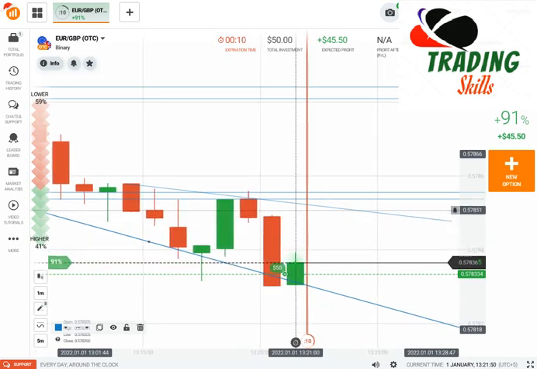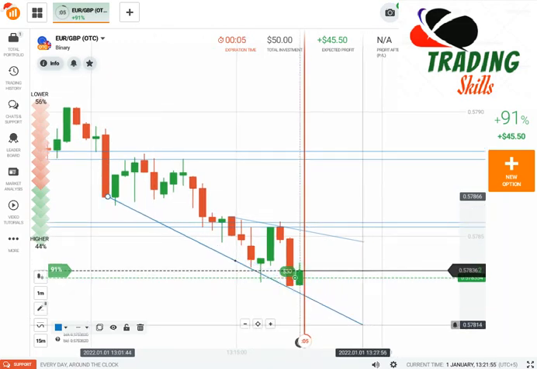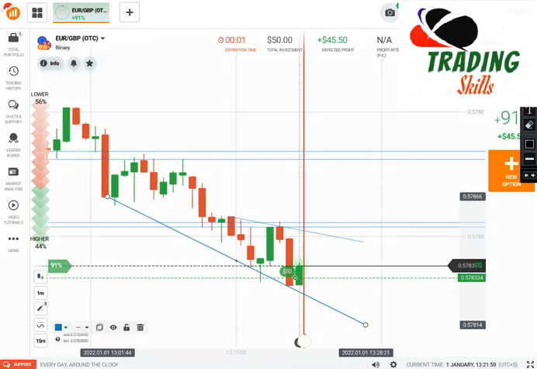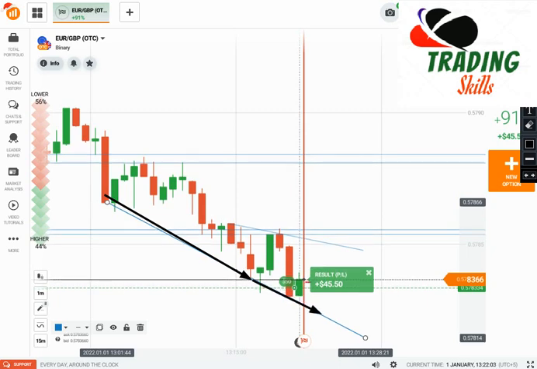So by using this theory, I took my trade. And if you want to see a bit more, you can see here, if you connect it with this rejection, the market closed here at the level of the buyers. So therefore we are getting a winning trade here.